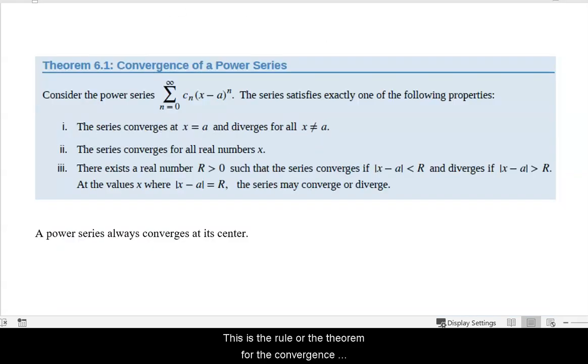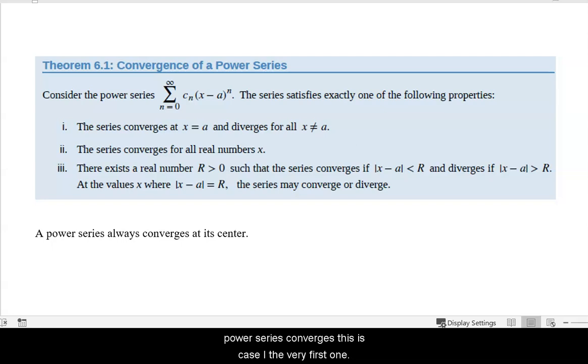This is the rule or the theorem for the convergence of a power series. When you're looking at a power series, either in its (x minus a) form or its x to the n form, it will converge or diverge under three conditions. First, notice and remember that all power series do and always converge at their centers. So every power series has to converge at least one place, and that's at its center. It is possible, however, that that is the only place that the power series converges.